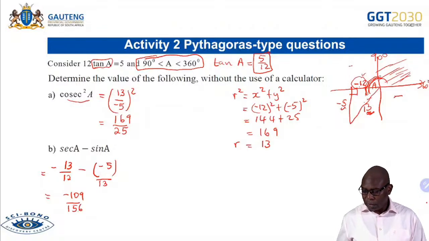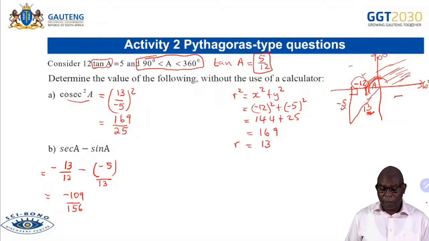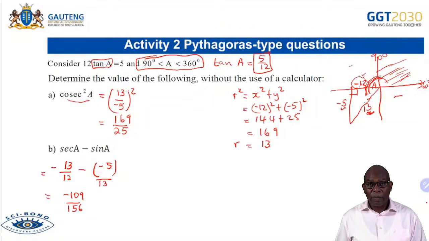So if I go to my calculator, I just press the fraction button, negative 13 over 12, minus open bracket, negative, fraction button, negative 5 over 13. Then my answer will be negative 109 over 156.